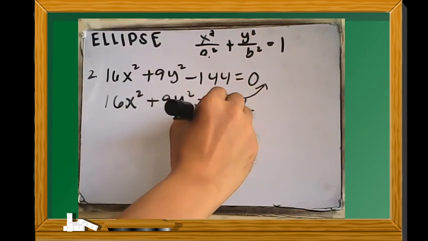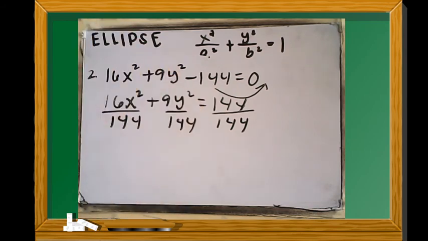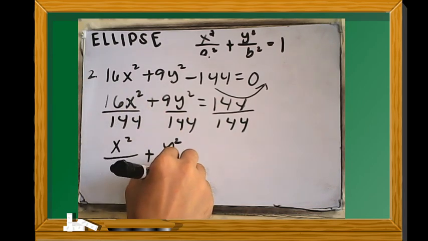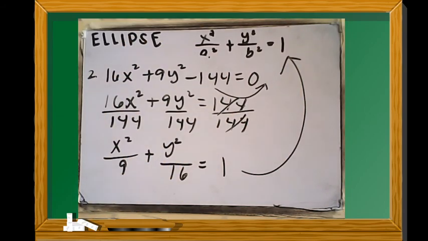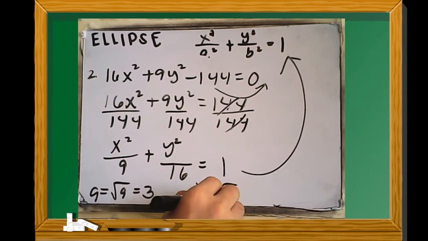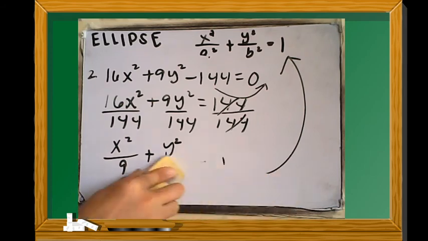So i-divide natin to by the number itself, 144. So all terms din dito, i-divide natin by 144. So 16x squared divided by 144 is x squared over 9. And then plus 9y squared divided by 144 is y squared over 16 equals 1. So we are now in the standard form of the equation of an ellipse, where a is equal to the square root of 9, that is 3, and b is equal to the square root of 16, which is 4. So we already identified a and b, 3 and 4 respectively.